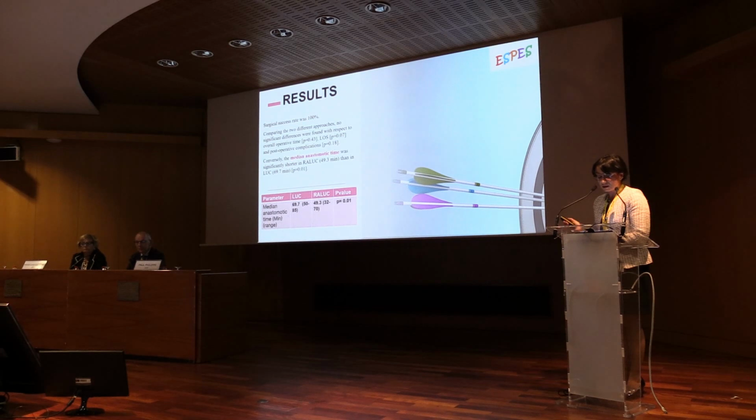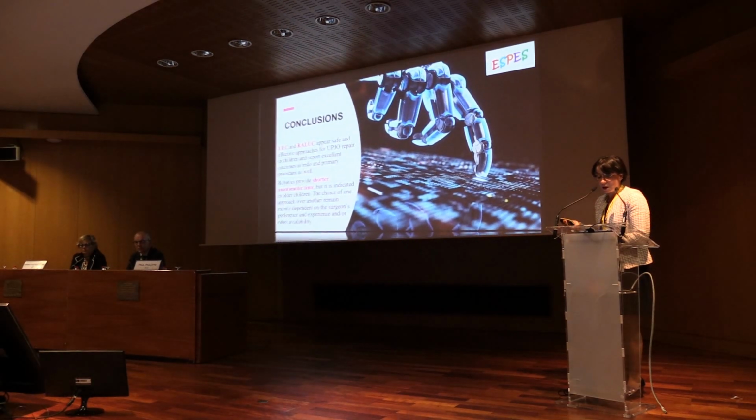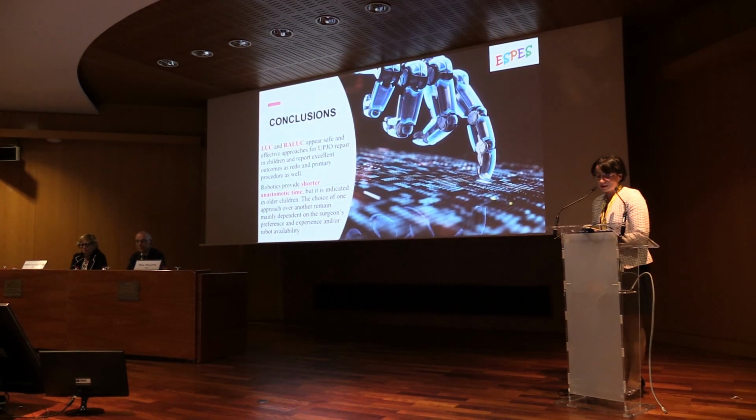Conversely, the median anesthetic time was significantly shorter in the robotic-assisted procedure compared to the laparoscopic one. So, in conclusion, we can say that laparoscopic and robotic ureterocalicostomy appear to be safe and effective approaches for UPJ repair in children, and report excellent outcomes as a redo or transit procedure as well.